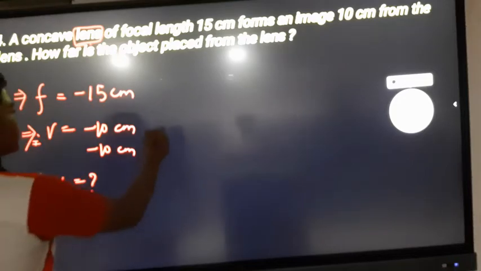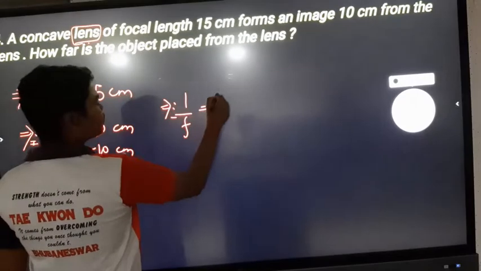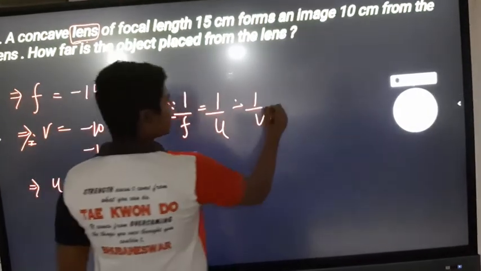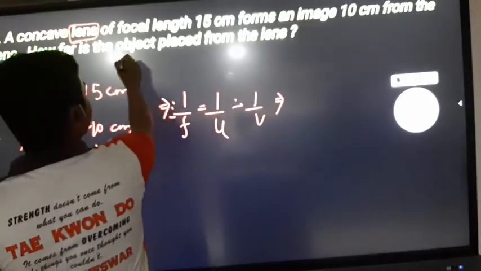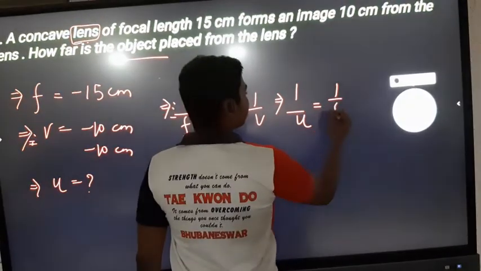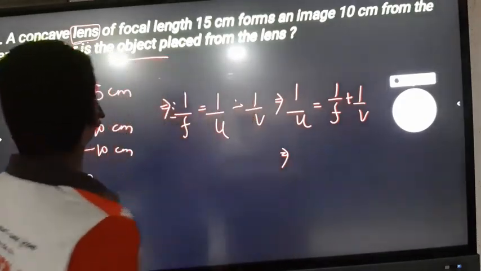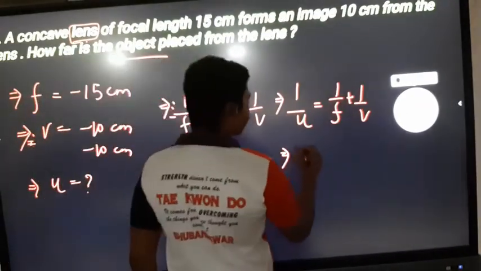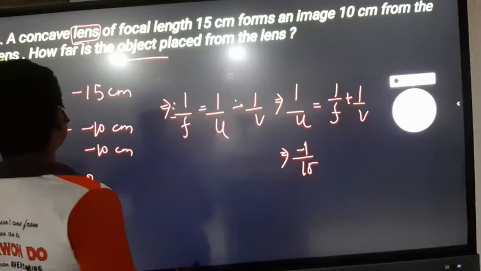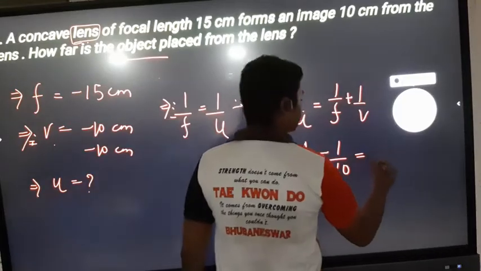So in concave lens, we know that the formula, 1 by focal length equals to 1 by object distance minus 1 by image distance. So after we will get that, you will find the object. So 1 by u equals to 1 by focal length plus 1 by image distance. So focal length is given minus 15 centimeter. So after calculation we will get minus 1 by 15, and here minus 1 by 3 given. So we will take minus 1 by 10. So LCM we will get 30.